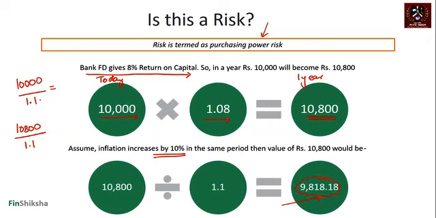We saw 100 divided by 1.1 was 90.9, so 10,000 would have become 9,090 rupees. But 10,800 rupees is actually worth 9,818 in today's value terms. When we say today's value terms, it is the purchasing power that you have of 10,000 rupees today. In those terms, you will only have 9,818 next year. So what has actually happened? Even though in absolute terms you have made 8% return on your money, you end up with more money, that is 10,800, but you're able to buy lesser. We can also look at it another way.